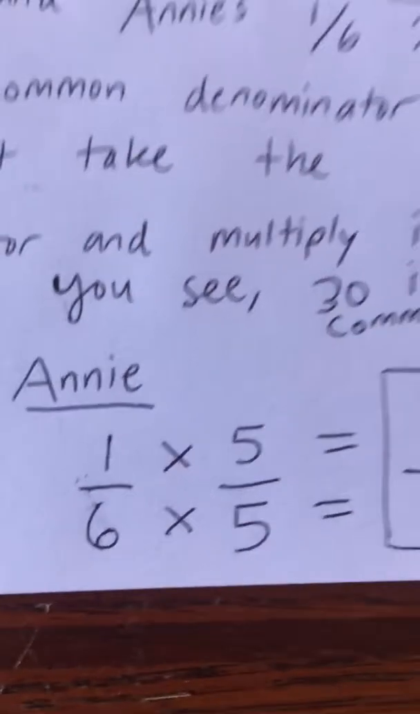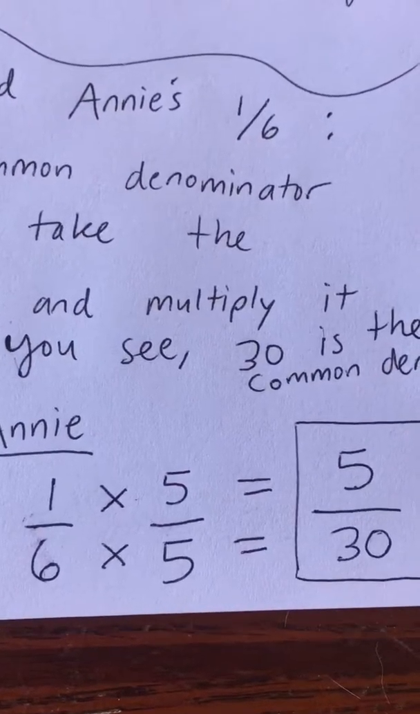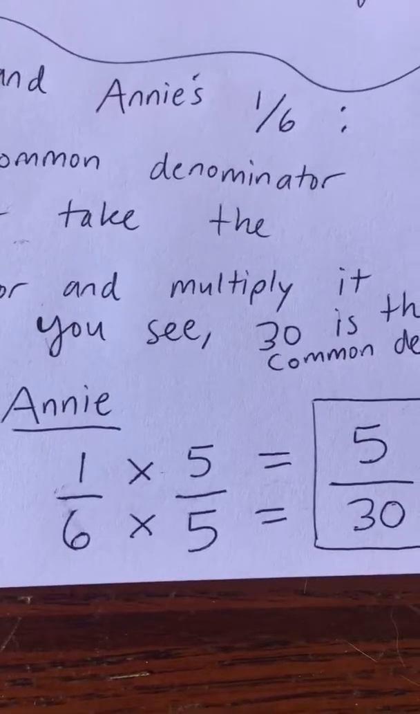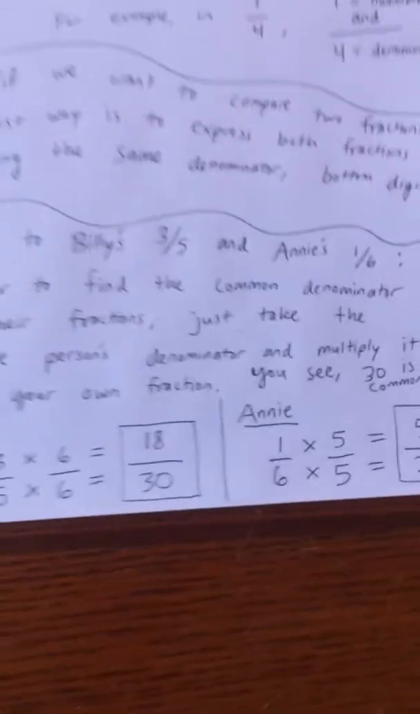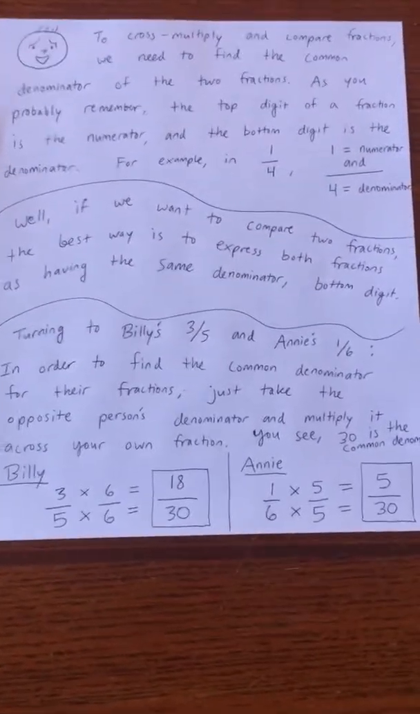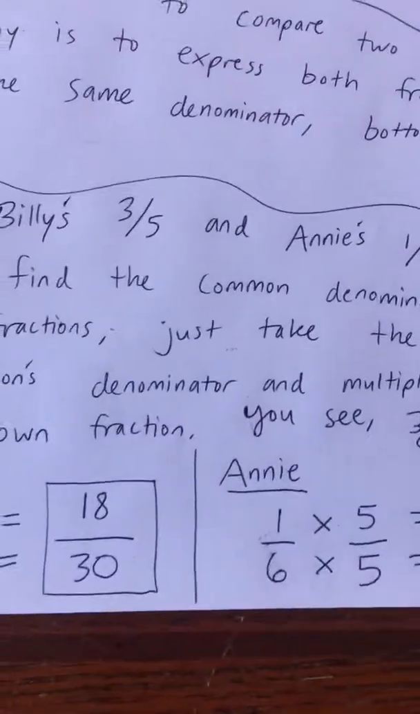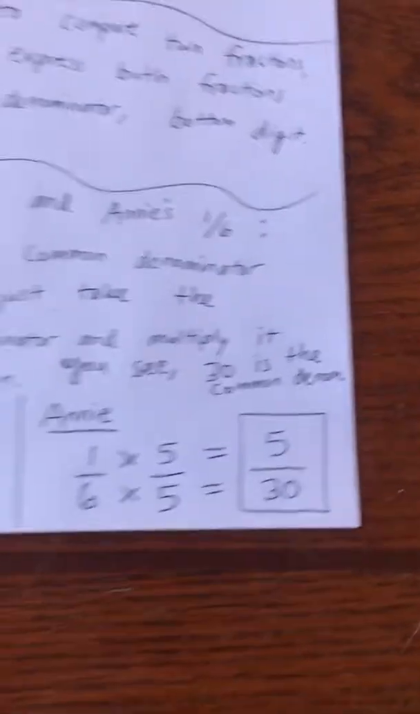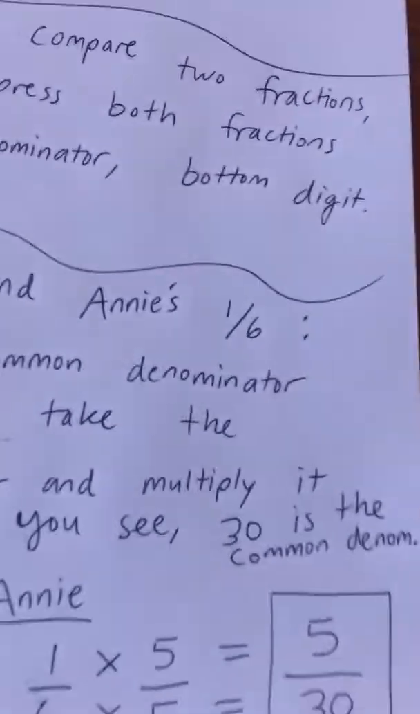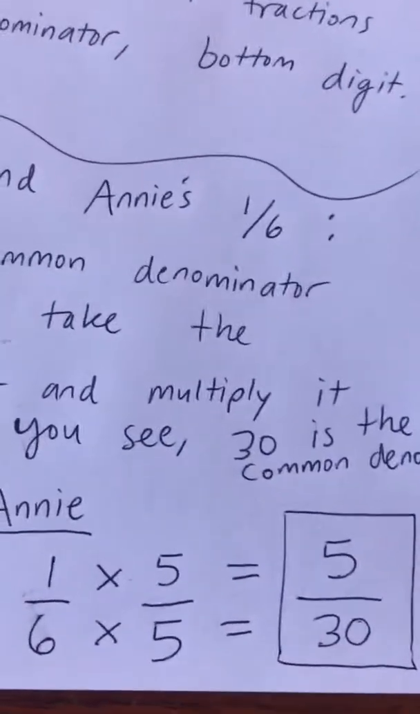Annie, take your 1/6 and multiply it by Billy's denominator, top and bottom. 1 times 5 is 5. 6 times 5 is 30. Billy is always the winner here, it looks like, with 18/30 greater than Annie's 5/30. The common denominator, as you can see, is 30.